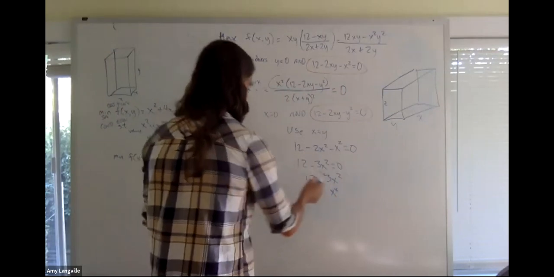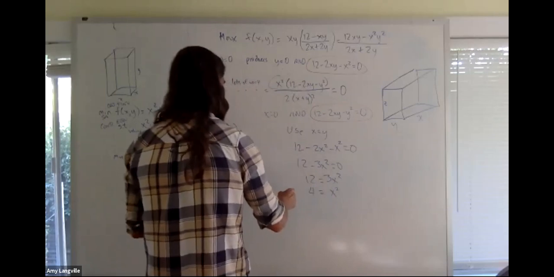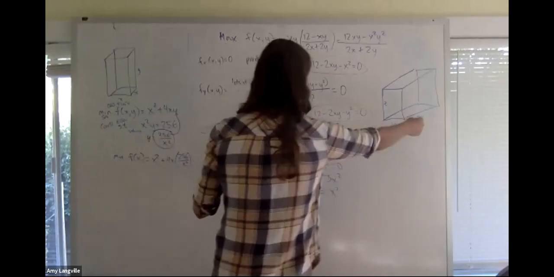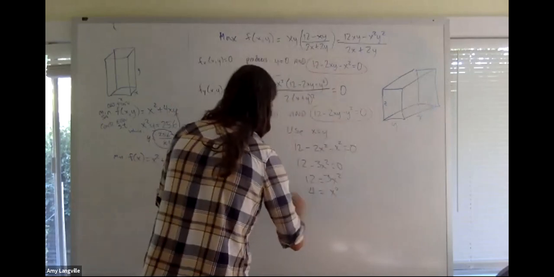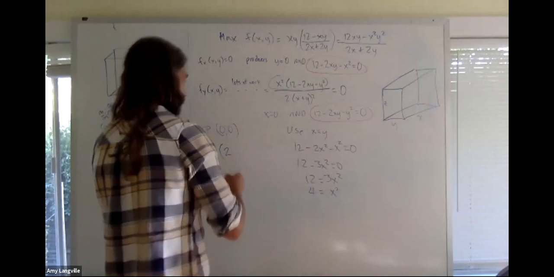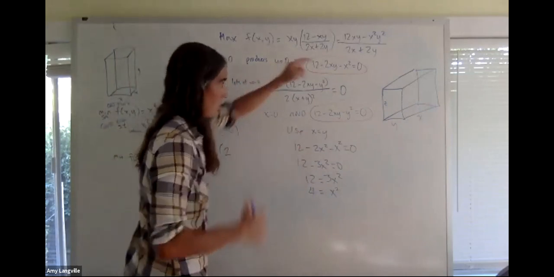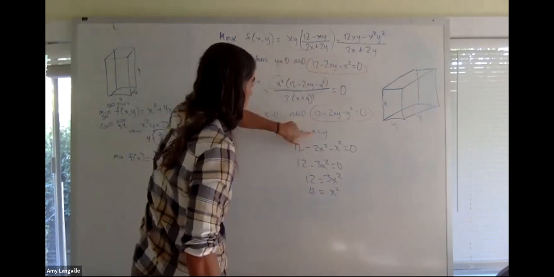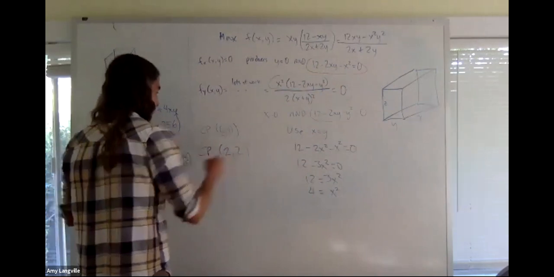x is plus or minus 2 then. But we don't care about minuses, right? Because we're doing something physical. So we're going to use x equals 2. And if x is 2, we got x equals 2 by using logic and reasoning that x squared equals y squared, so x was y. So 2, 2 is a critical point.